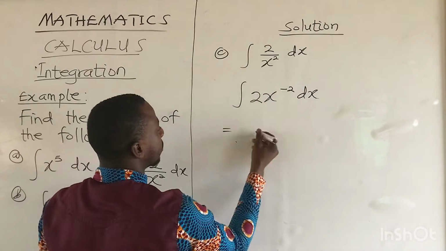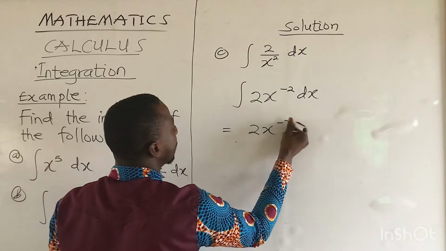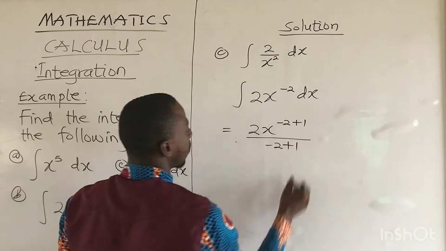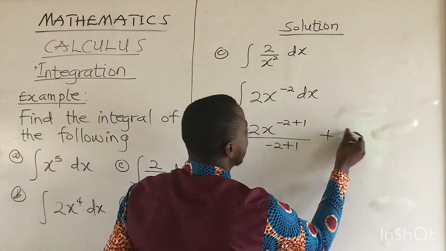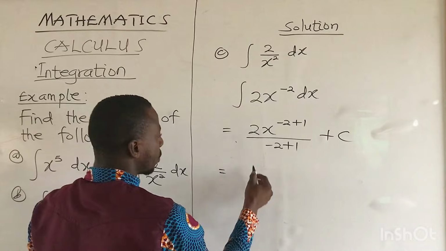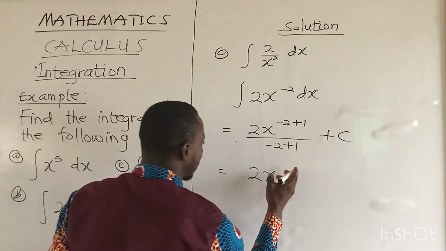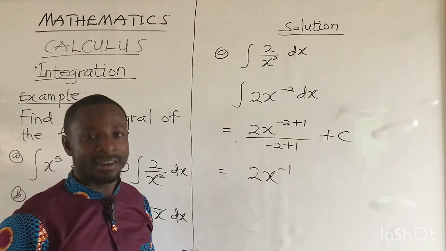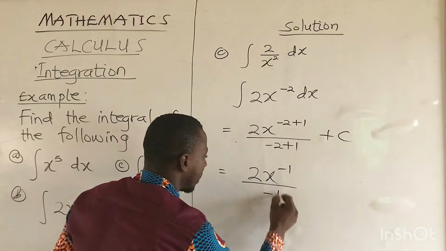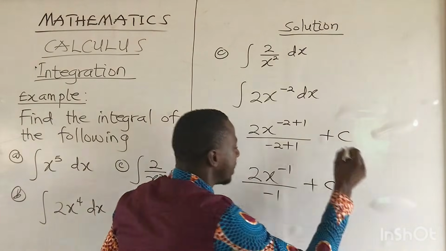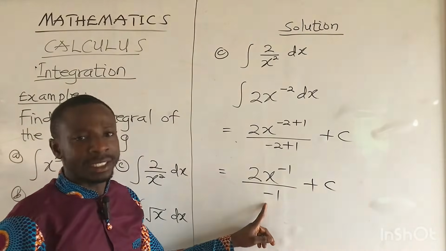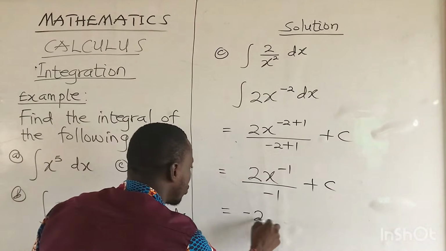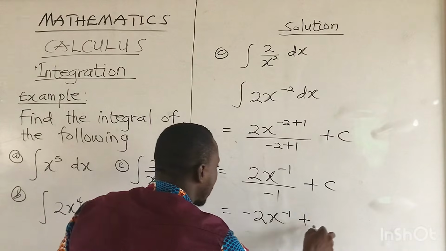So since it becomes in this form, then we can start with the integration. So we are going to add 1 to this. We have 2x exponent negative 2 plus 1 all over minus 2 plus 1 plus c. So I have 2x exponent negative 1, because minus 2 plus 1, we have negative 1 all over negative 1 plus c. Now because the denominator is negative 1, the answer is going to be minus 2x exponent negative 1 plus c.